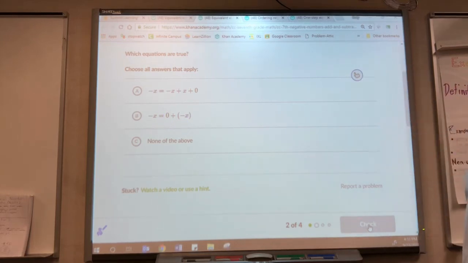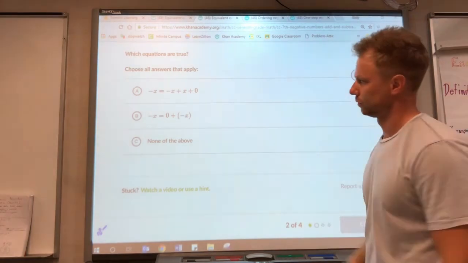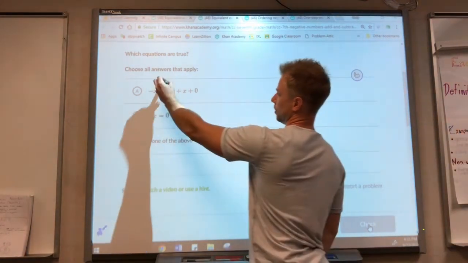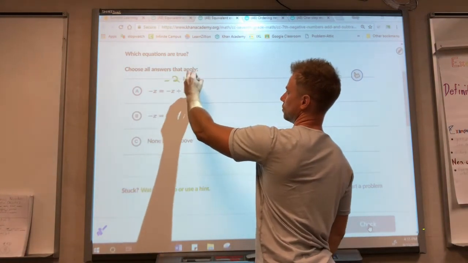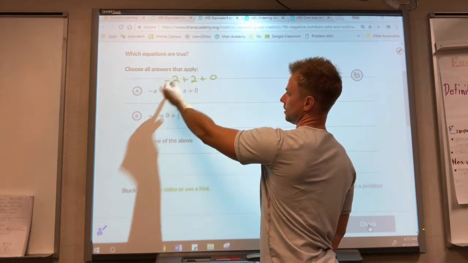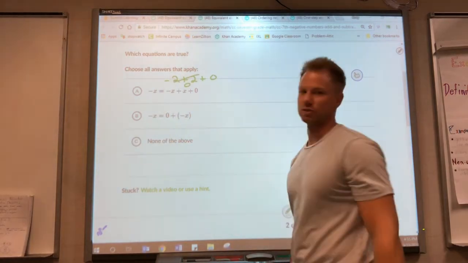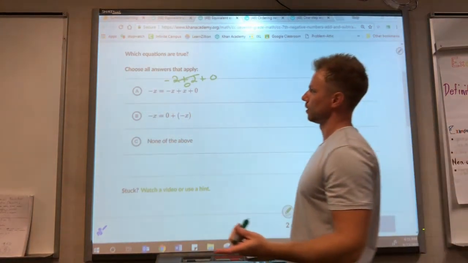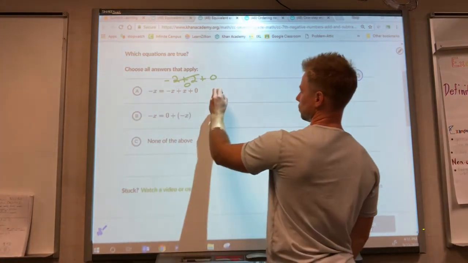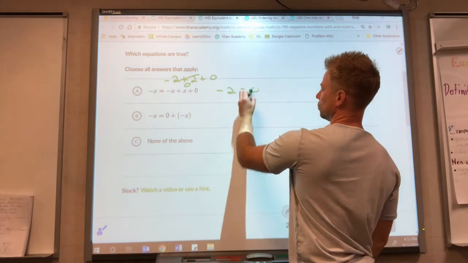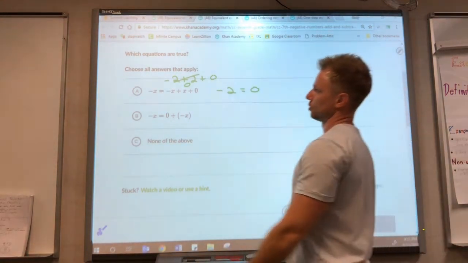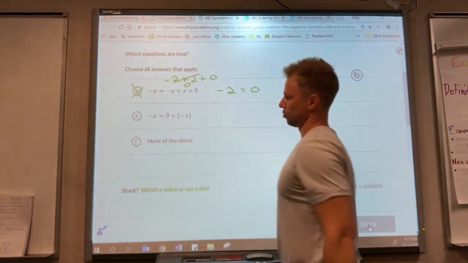Which equations are true? If you have a negative x plus x, that could be any number, like negative 2 plus 2 plus 0. You have the same number, opposite signs, that equals 0. That's a 0 pair. Again, we've talked about that. So if x was still 2, negative 2 equal to 0, because that's 0 and that's 0, that is not true. So A would not be true.